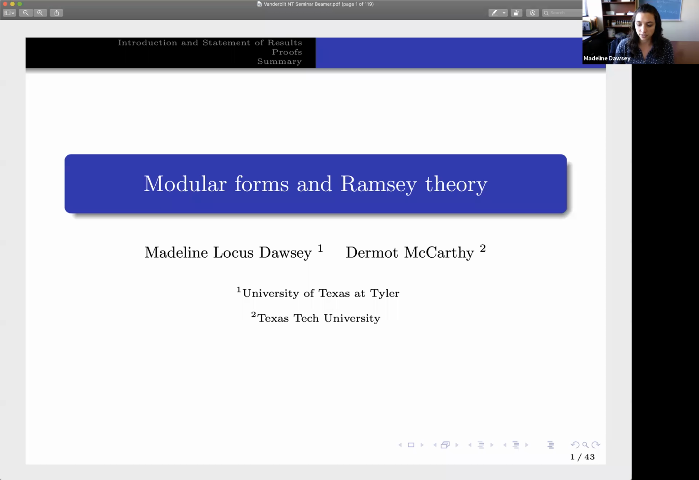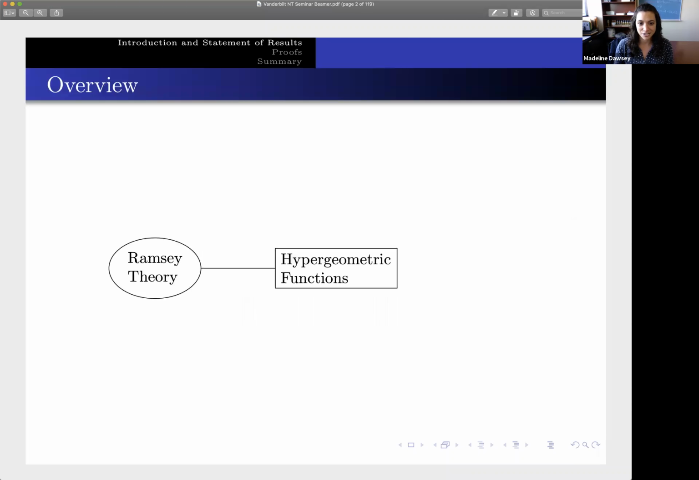So I want to start just by talking about how these connections work in a basic sense, and then I'll spend most of the talk going through theorems about connections, giving examples of connections, and then proving them. So here's an overview of how everything's related. Ramsey theory here on the left is a part of graph theory.